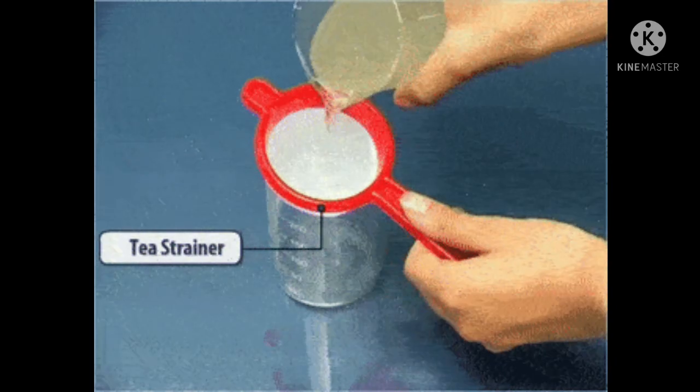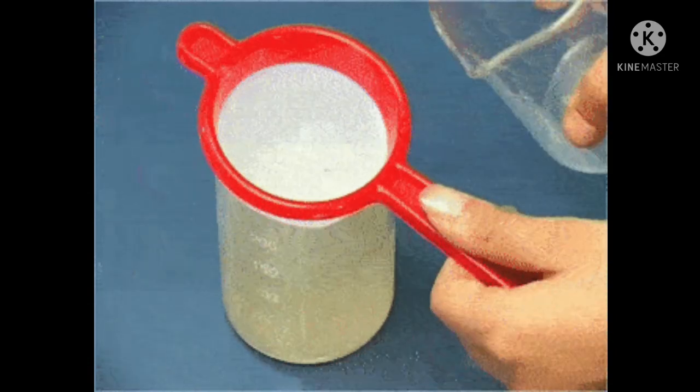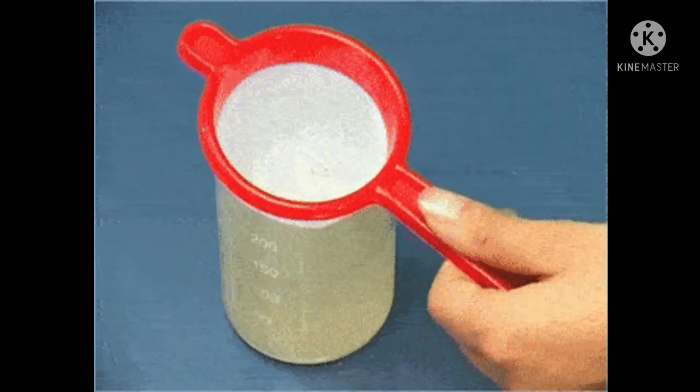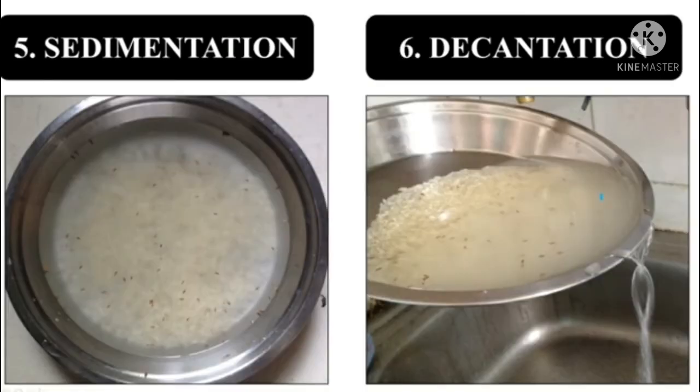When we pass this liquid through a tea strainer, we get small impurities on the strainer and clearer water in another beaker. So what is sedimentation? When the heavier component in a mixture settles down after water is added to it, the process is called sedimentation. And decantation is the process in which water or any other liquid above the sediment is removed or poured out without disturbing the sediment. It is also used to separate two immiscible liquids like oil and water.